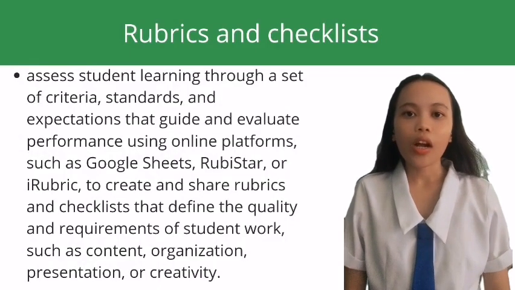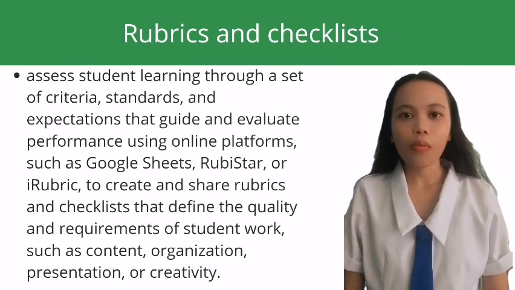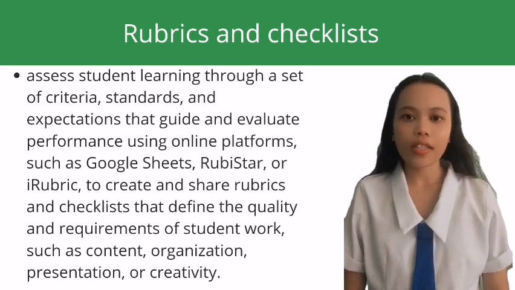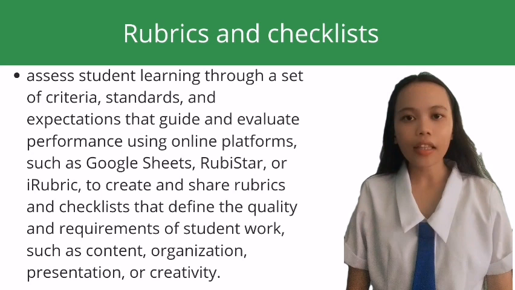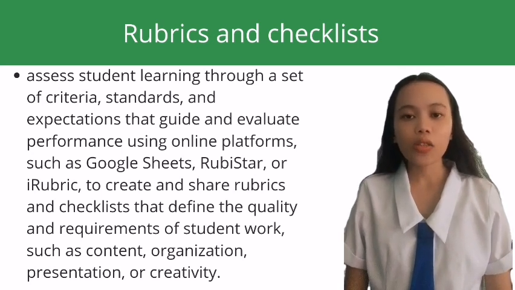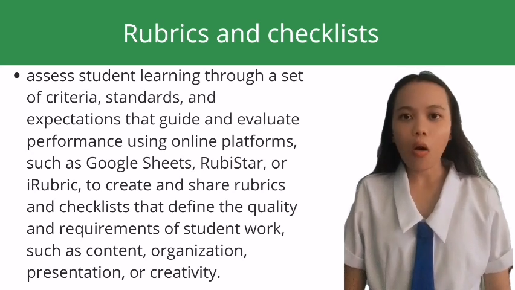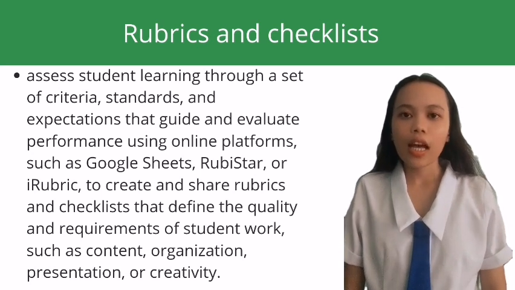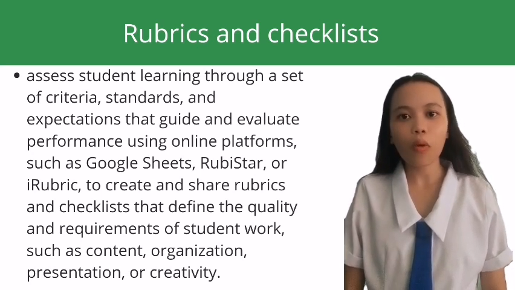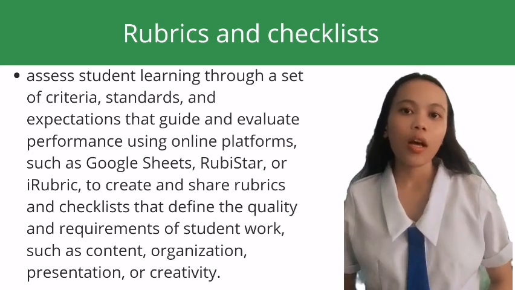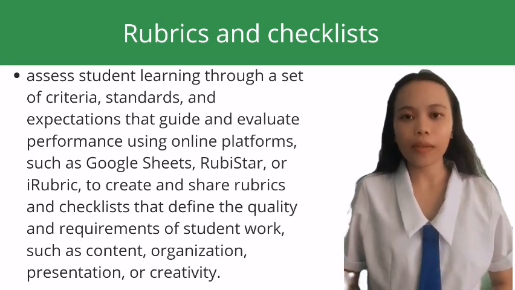Number 4, rubrics and checklists. These are ways to use technology to assess student learning through a set of criteria, standards, and expectations that guide and evaluate performance, using online platforms such as Google Sheets, Rubistar, or iRubric to create and share rubrics and checklists that define the quality and requirements of student work, such as content, organization, presentation, or creativity.